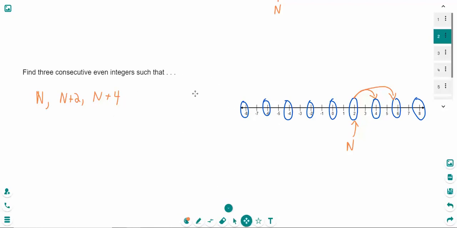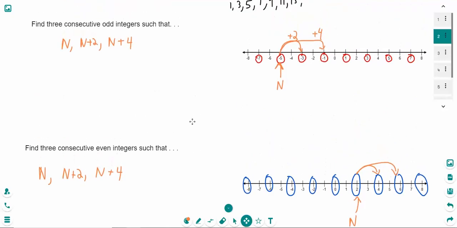Notice it's the same setup as the odd integers. Why? Because there's the same distance between odd integers as there is between even integers. They both just skip the number. They just complement each other. Okay? So there you have it. That is how you would solve these story problems when they say even integers.